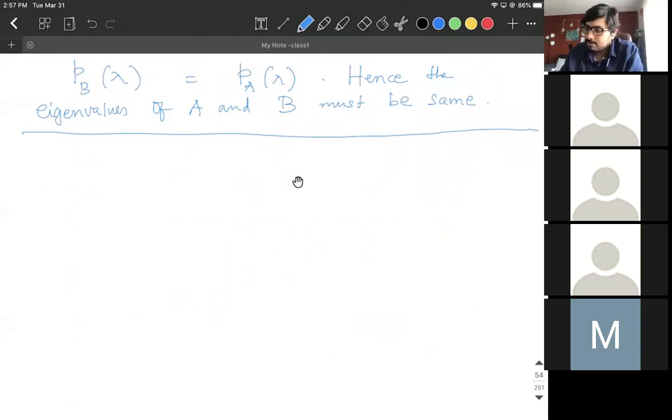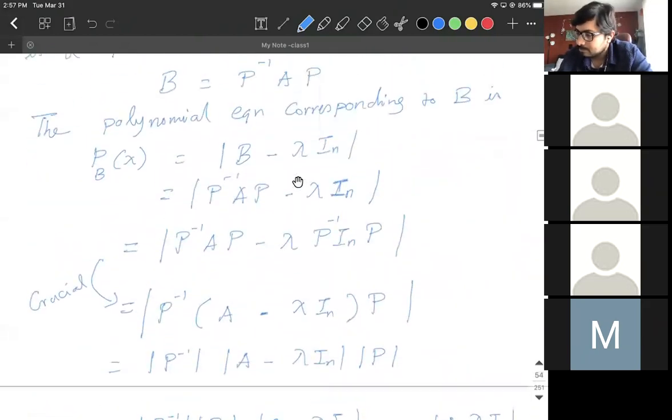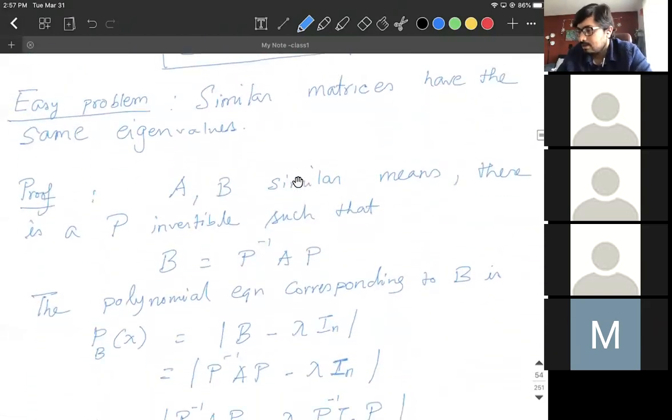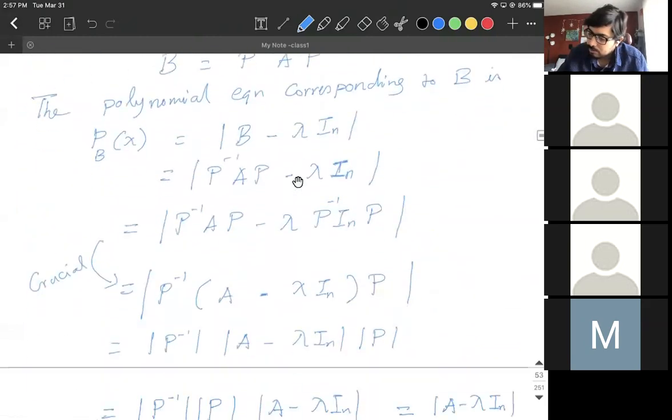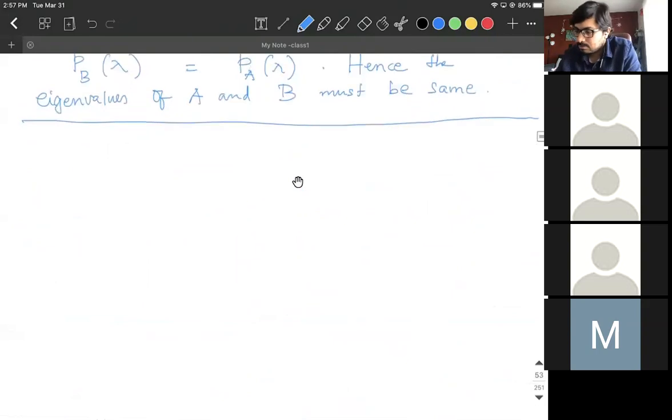Now this is the fundamental problem which I was talking about. Given a matrix A, can you find an invertible matrix P and a diagonal matrix, let's say D, such that A and D are similar through this invertible matrix P? That's what we call diagonalizable. So this is the next definition.